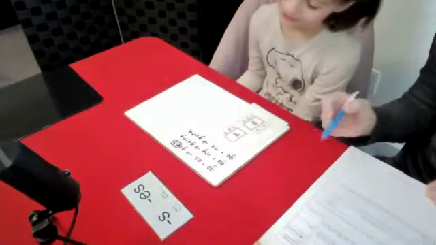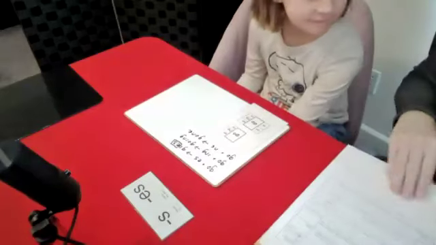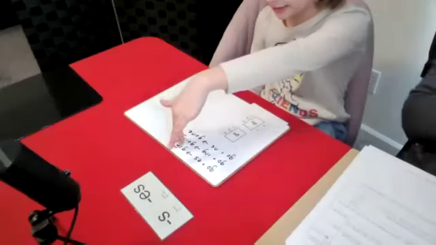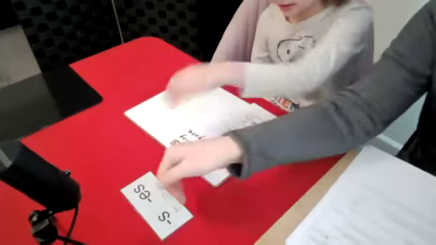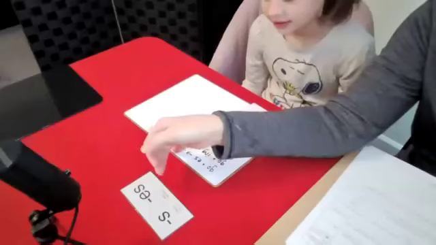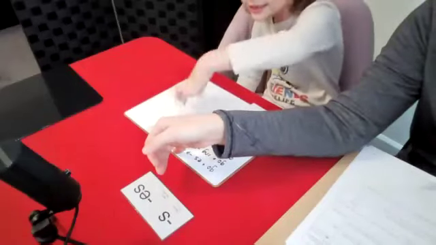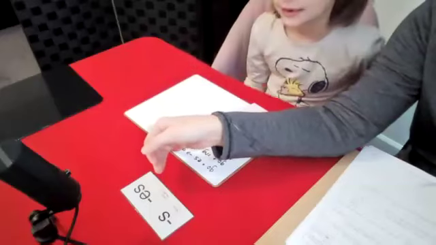D-O-N-E. D-O-N-E. Good job. See how you can use the matrix to help you? Yes, I see like a vowel team here. Are the O and the E working together in the same element? No, they're not a vowel team.